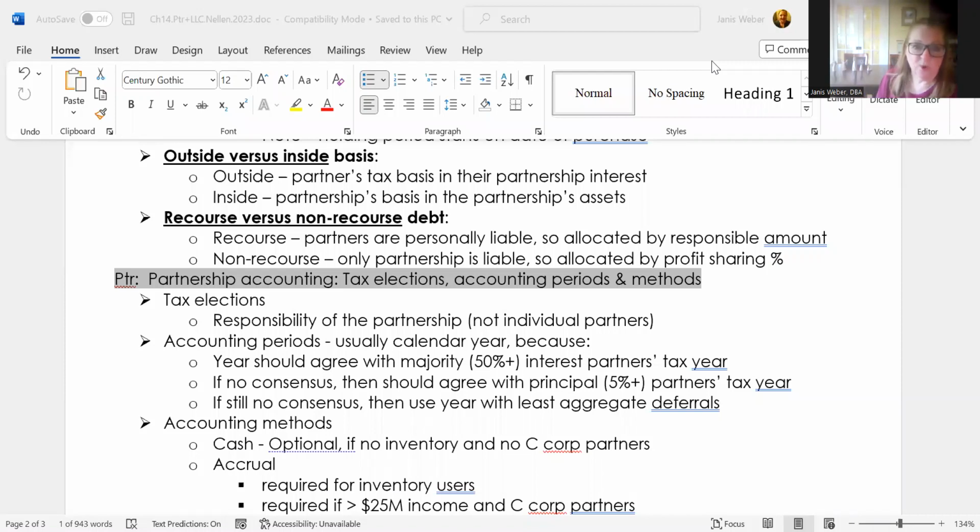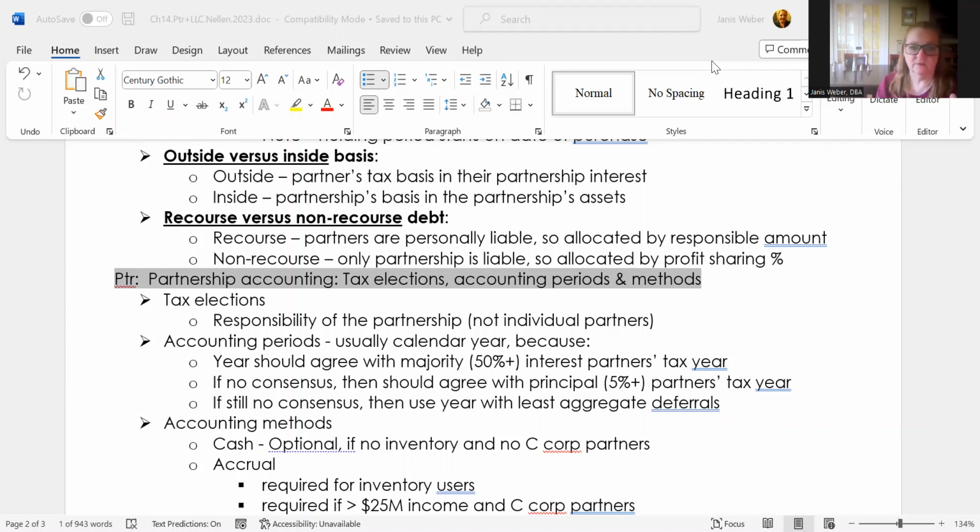Okay, so the next thing is this recourse versus non-recourse debt. The recourse would be the part of the debt that the partners are personally liable for. So if you had a recourse debt at the bank, it would mean the bank was looking to the partnership to repay the loan. But if the partnership doesn't, they can look to the partners to repay the loan. And so under recourse debt, it means the partners are personally liable. So it's allocated by the responsibility amount, in other words, whatever their share is of the debt.